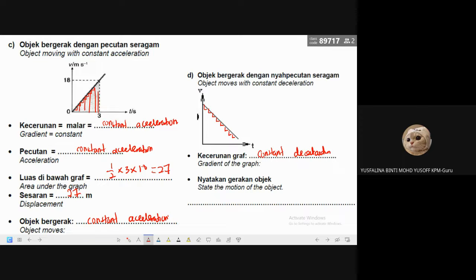Like your father driving a car, say driving at 80, suddenly a red light. So suddenly you see the red light. What will your father do? He will press the brake, right? The car brakes, then your car moves slowly. That one is deceleration because the velocity will be decreasing until it reaches zero. So constant deceleration. Then state the motion of the object: the motion of the object is constant deceleration.